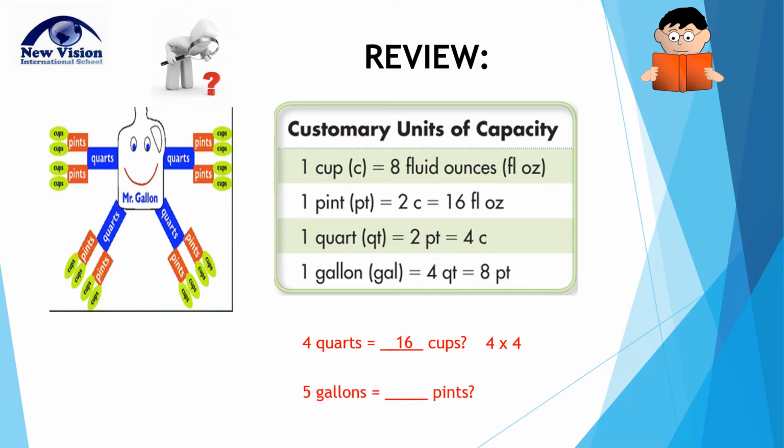Another one. 5 gallons. How many pints? So look at the table. Since in 1 gallon, there are 8 pints, we need to multiply 5 and 8. 5 times 8 equals? Great! 40. So 5 gallons is 40 pints.